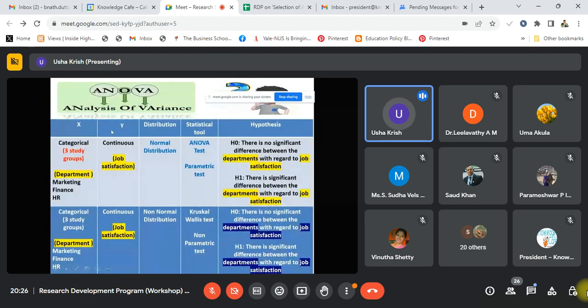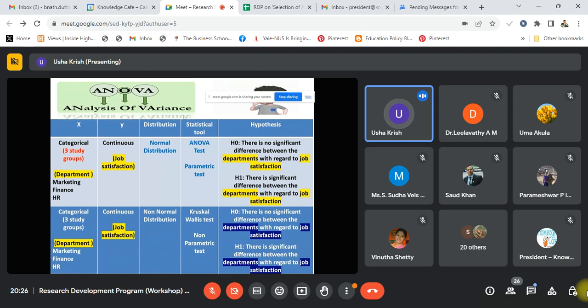Now comes ANOVA. What is this? I have two variables, X and Y, but X is categorical in nature, Y is continuous, and the distribution is normal. And I have 3 study groups. If you have more than 2 study groups, then go for ANOVA. If you have only 2 study groups, t-test. That is the difference you find between t-test and ANOVA.